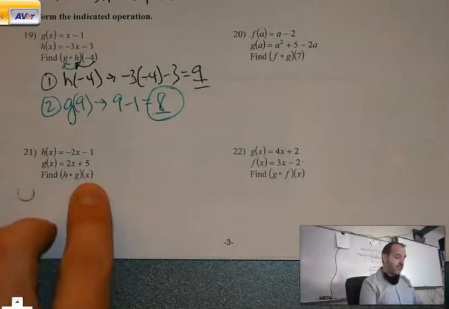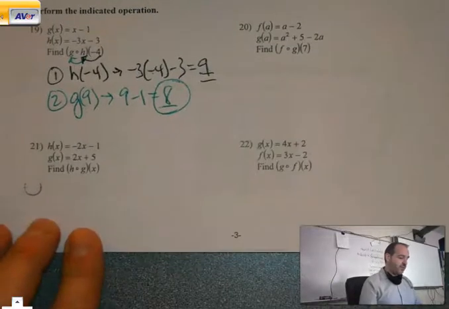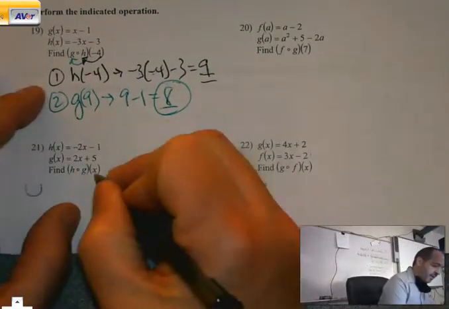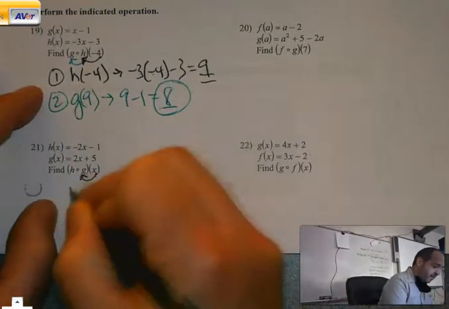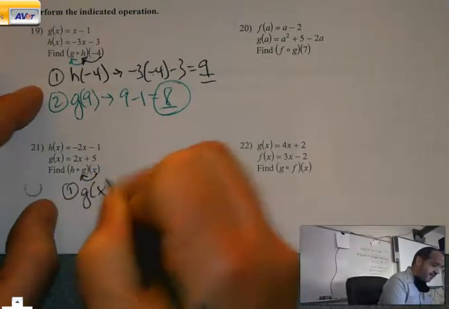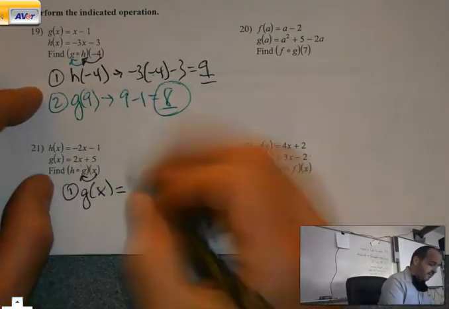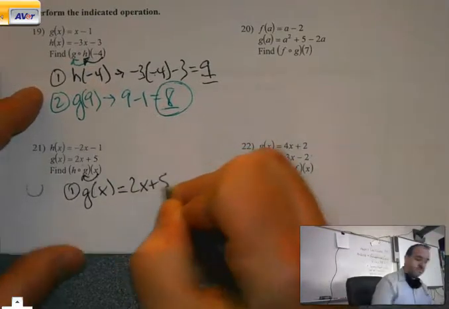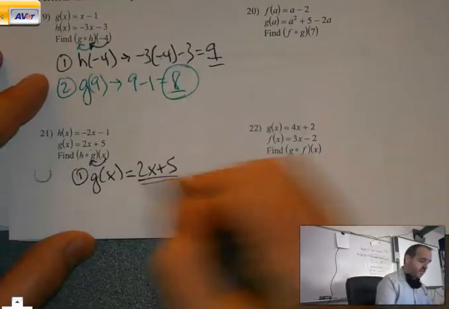Then, well, what if it's just a variable? Well, I don't understand. How can I do this? Okay, same idea. Step 1 is to plug x into g. You're like, well, wait a minute, x is already in g. Okay, then just copy it. There's my g of x.